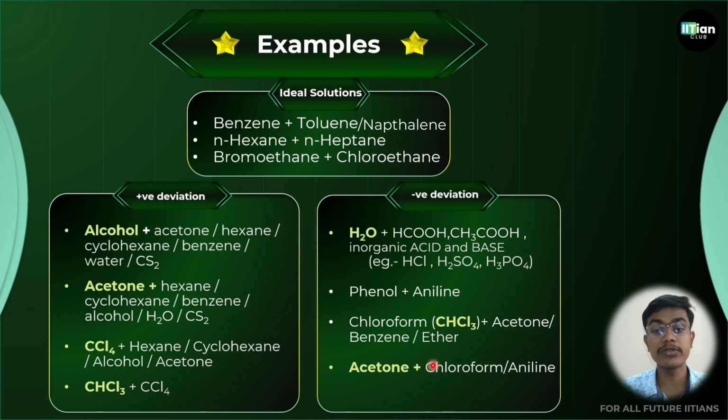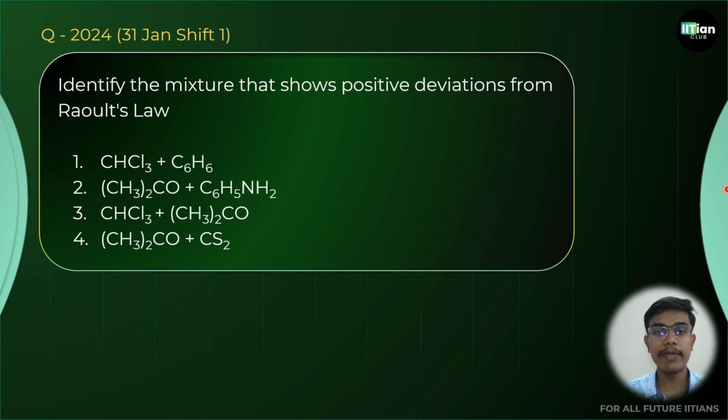Acetone plus aniline solution shows negative deviation. Why I would suggest you remember all these examples is, in 2024, there was a question based on this: identify the mixture that shows positive deviation from Raoult's law. Make sure that you answer this question in the comments below. Don't forget to do that.